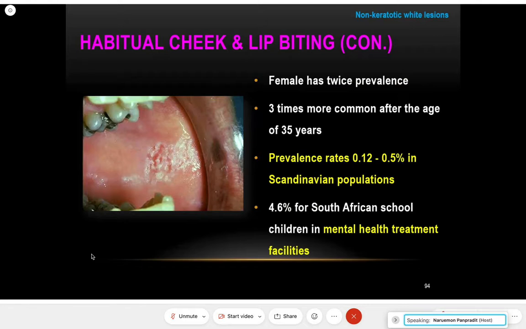That relate with the lesion: some patients chew on both sides, some only one side. You can ask this from the patient history. The prevalence is not so much, only 0.12 to 0.15 percent in the Scandinavian population, but some studies in mental health treatment facilities show the percentage increases.